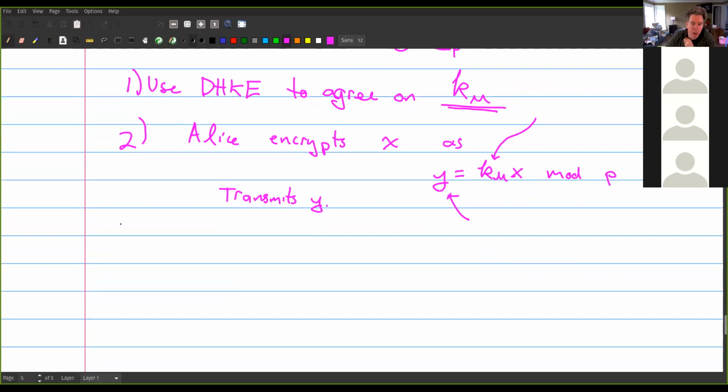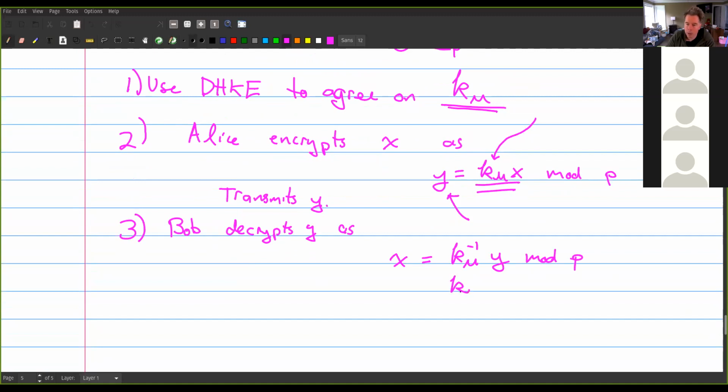But when Bob gets Y, Bob does know KM, and so Bob decrypts Y as X equals KM inverse times Y mod p. And this works because Y is just KM times X. So what happens if you do KM inverse times KM times X? This is just X mod p.